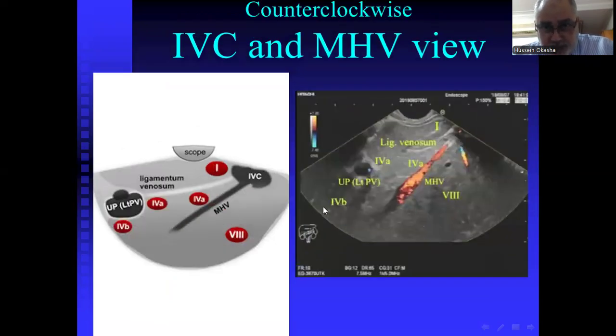When we do counterclockwise rotation, we can find the middle hepatic vein. Why is this the middle hepatic vein? Because it has a homogeneous diameter all through its course. And here we can also find another important structure, the fibrous ligament, the ligamentum venosum, communicating the IVC to the left portal vein. These two structures confine 3 segments of the liver: segment 1, also the caudate lobe, and segment 4A in between the ligamentum venosum and the middle hepatic vein, and segment 8 deeper to the middle hepatic vein.